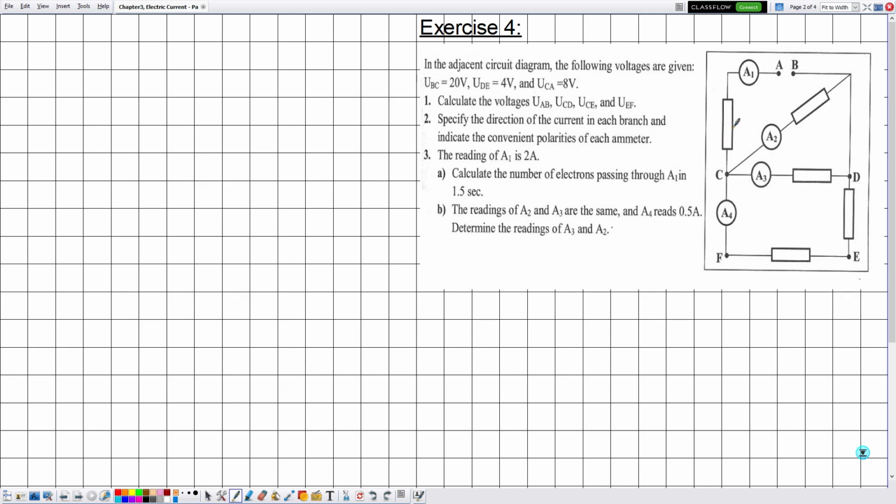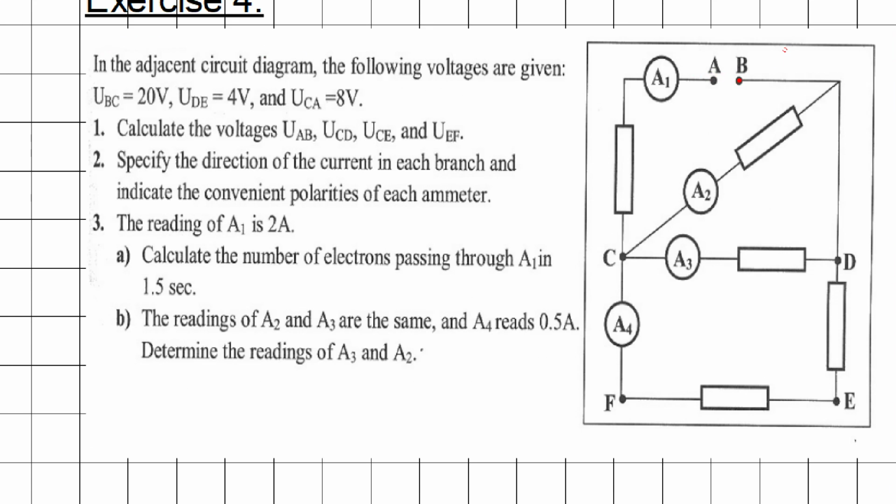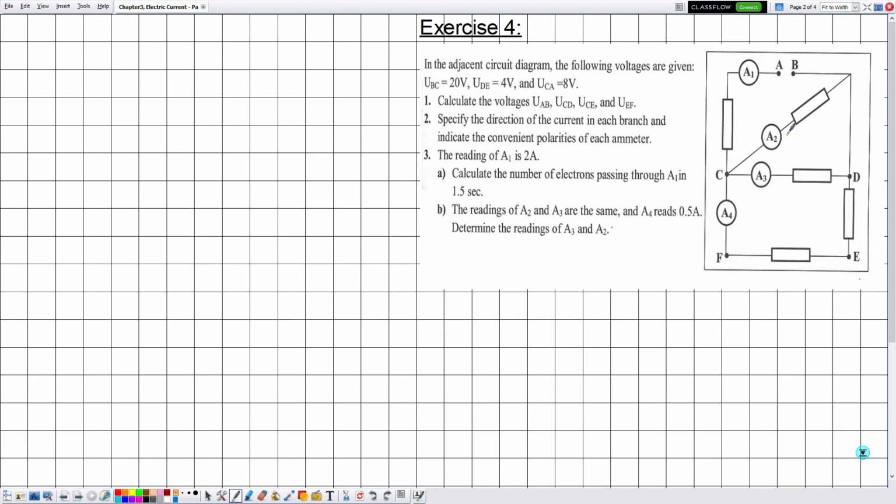Now the trick in solving such type of exercises is to write the applied voltage on the electric circuit itself. Notice that UBC is equal to 20 volts, so it's the voltage from this point to this point. So let me say that UBC is equal to 20 volts. Now UDE is equal to 4 volts. And UCA is equal to 8 volts.